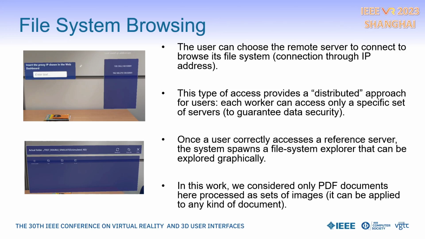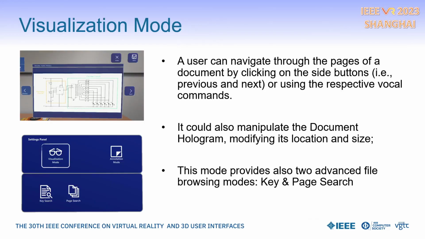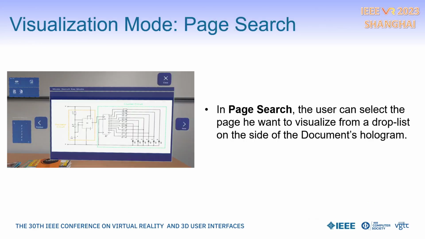Once the user has explored the file system and decided to pick one particular PDF file, it enters the visualization mode. In this mode, a user can navigate through the pages of a document by clicking the side buttons, previous and next page, or using the respective vocal commands. It can also manipulate the document hologram, modifying its location and size. This mode also provides two advanced file browsing modes, the key and the page search ones.